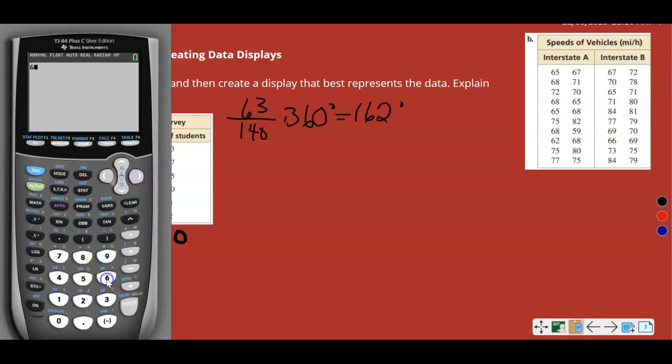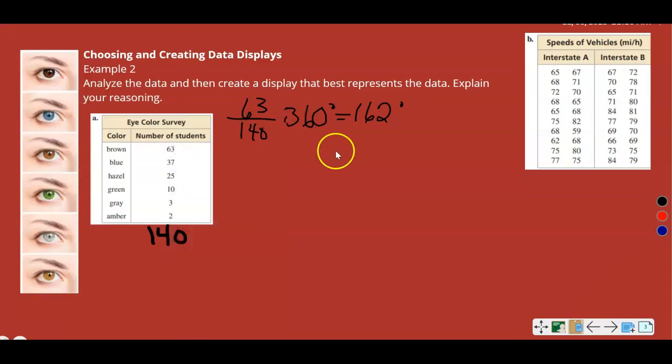And all you have to do, if you want to look at this on the calculator, is 63 divided by 140, and then times 360. And that gives us our 162 degrees. So if you wonder where this number is coming from, I'm doing 63 brown eyes out of the 140 surveyed for eye color, and then multiply that by 360, which is what part of the circle is going to represent brown eyes.